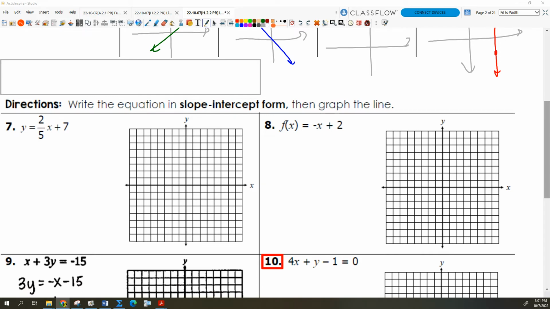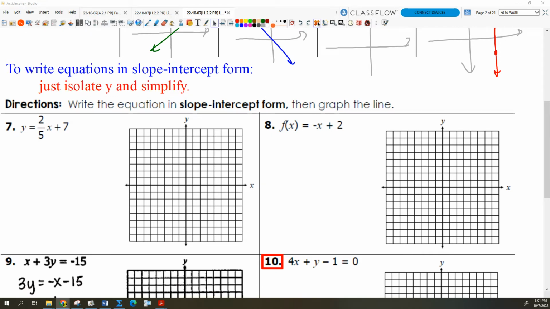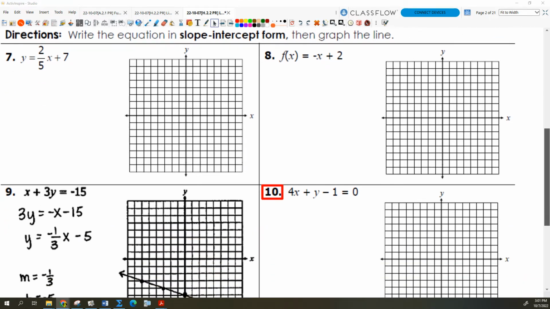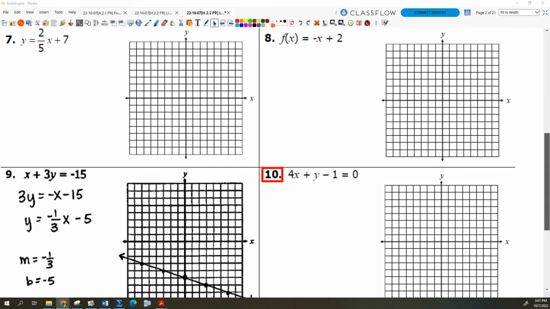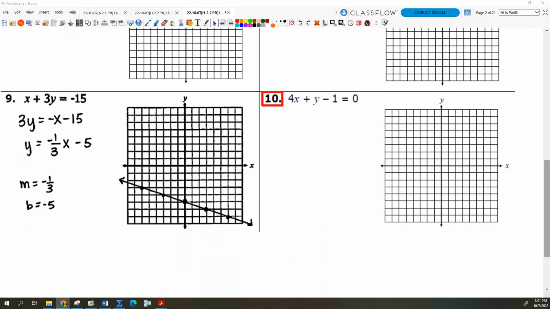Okay, so when we want to put a line into slope-intercept form, the algebra is really simple. All you do is just solve for y, so isolate the y and simplify the other side, and you're done, right? So for example, what if we want to do number 10? Our job here is to write the equation in slope-intercept form and then graph the equation, okay? So how about this one? If I want to write this in slope-intercept form, what do I have to do? Okay, got to add 1, and what else?